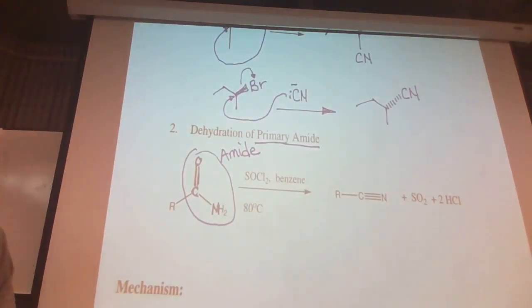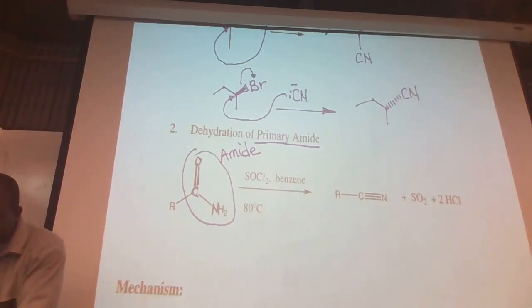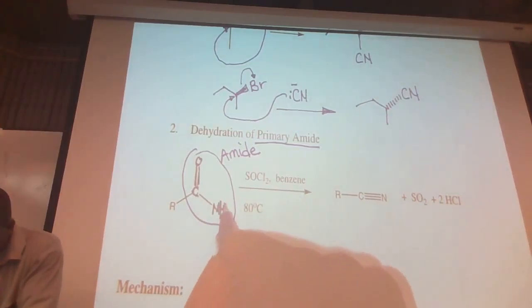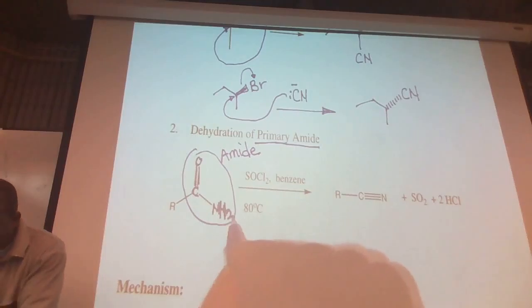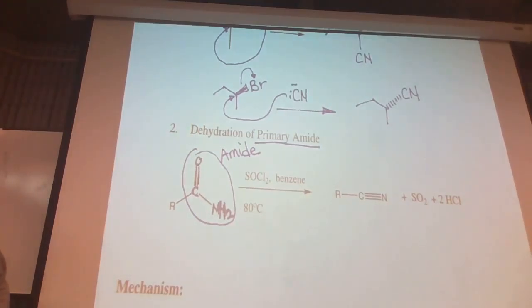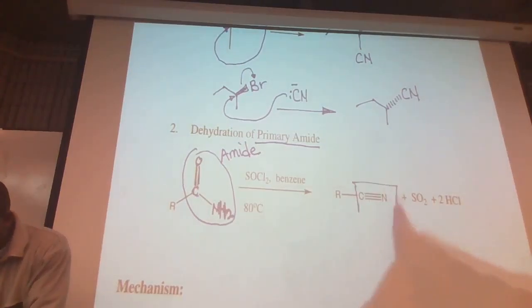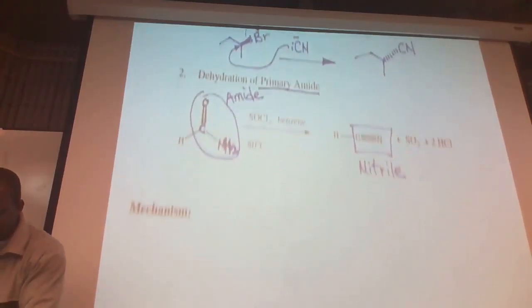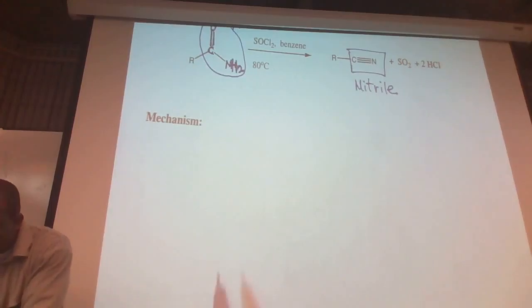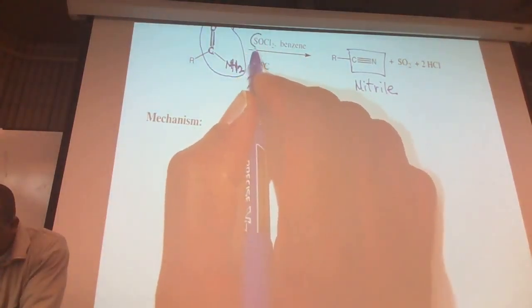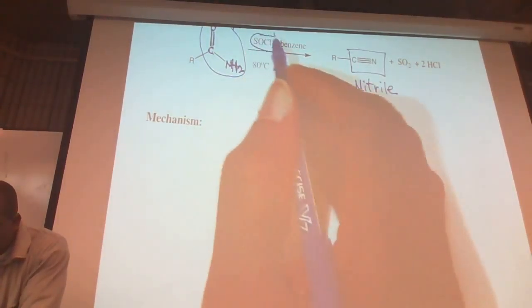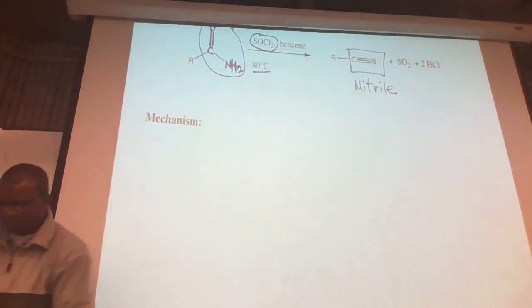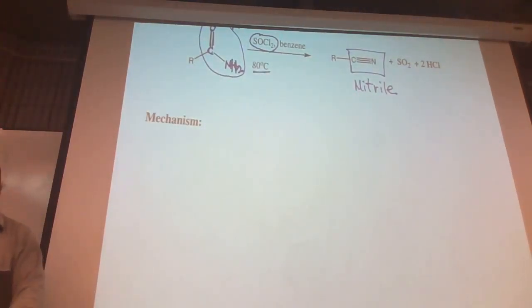So you can dehydrate a primary amide. What do we mean by primary amide? It has two hydrogens connected on. You can dehydrate such an amide to give you a nitrile. So what is the mechanism for that dehydration? You'll be using thionyl chloride to perform the dehydration with heat. Okay, thionyl chloride.